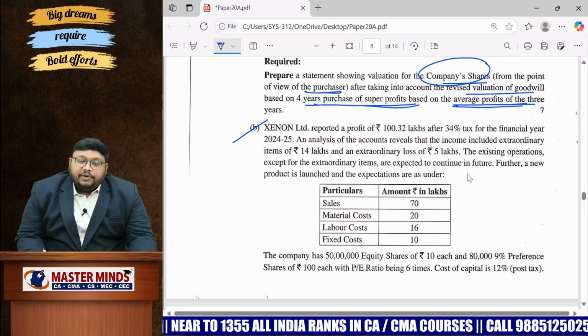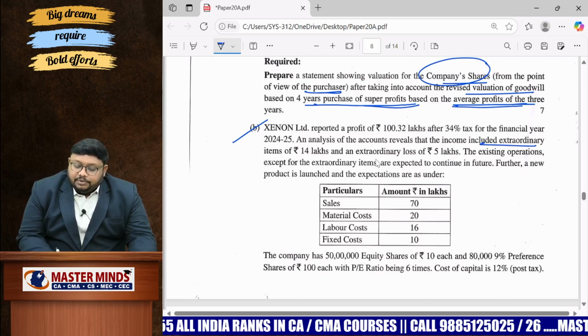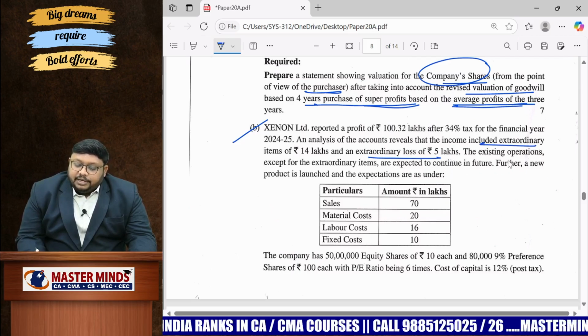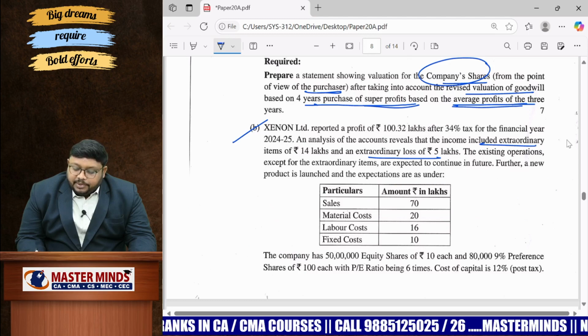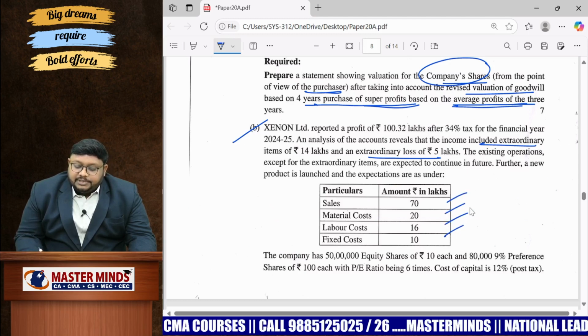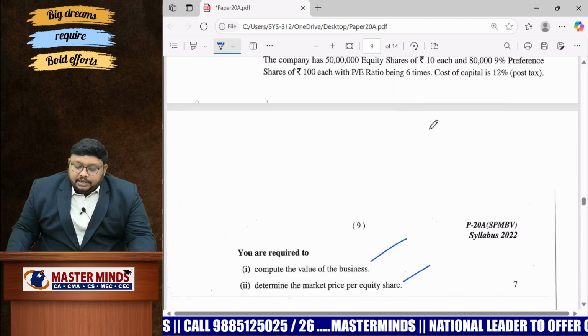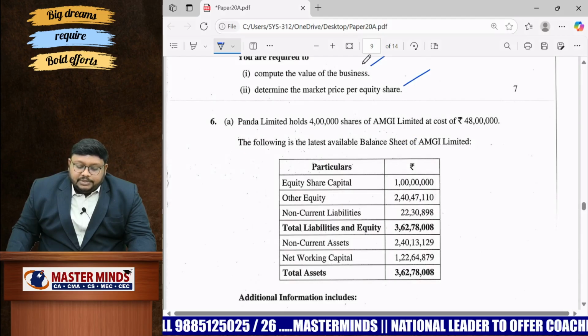And here also we need to find the future maintainable profits. Extraordinary items inclusions are given, and you have to reverse them, and an extraordinary loss they have given, so that also we have to reverse. Also in future they want to start another kind of business, and that also we have to include and find the future maintainable profits. So based on that you can value the business.